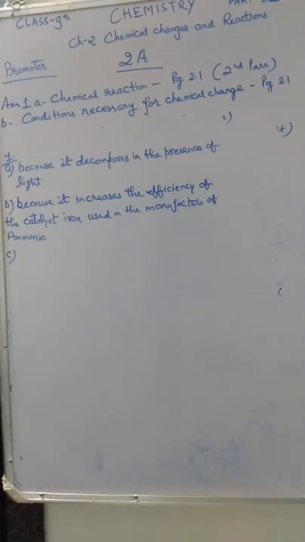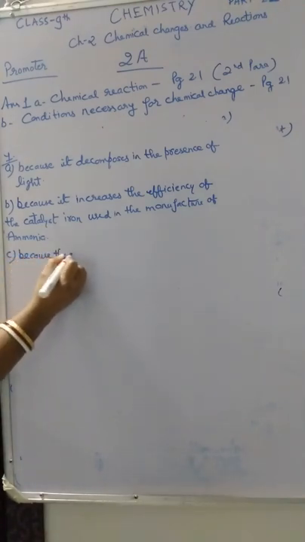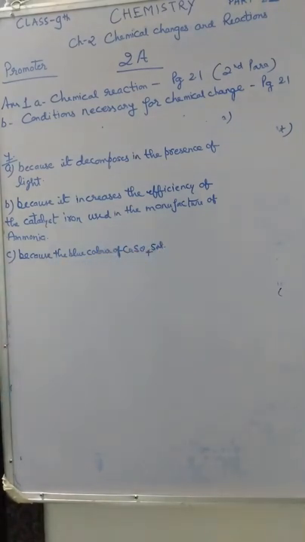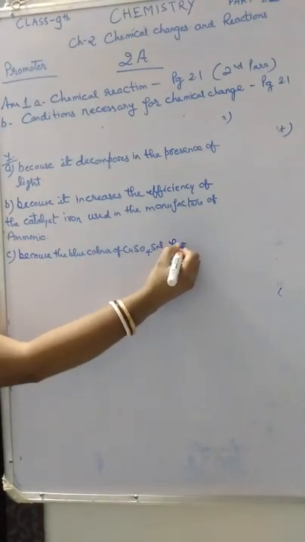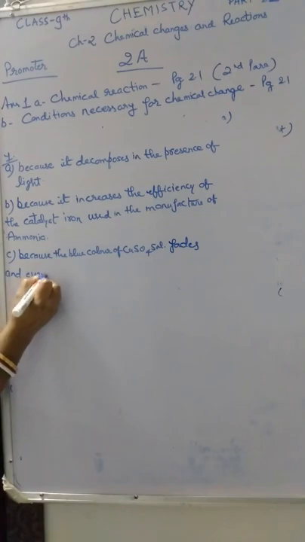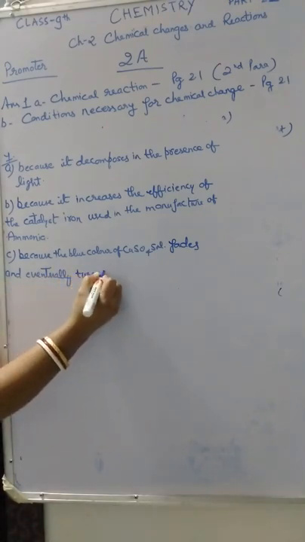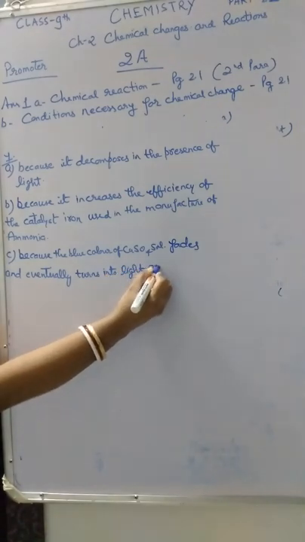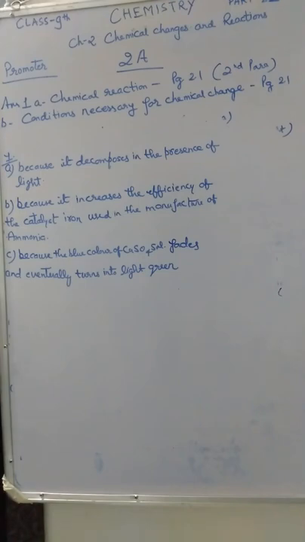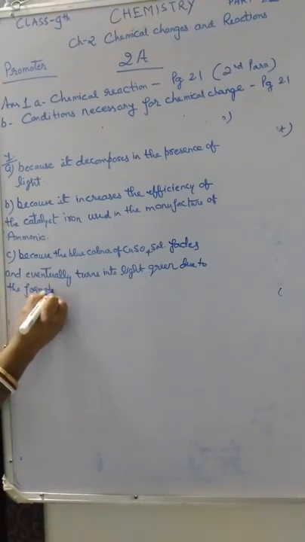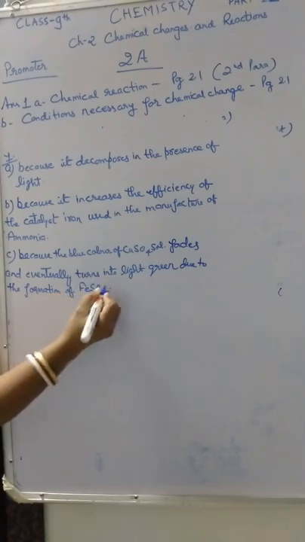Third: the blue solution of copper sulfate changes to green when a piece of iron is added to this solution, because the blue color of copper sulfate solution fades, meaning the color is fading, and eventually turns into light green due to the formation of ferrous sulfate. You can write FeSO4 also.